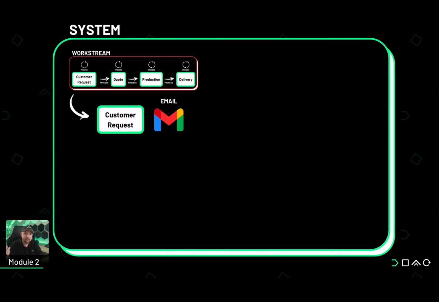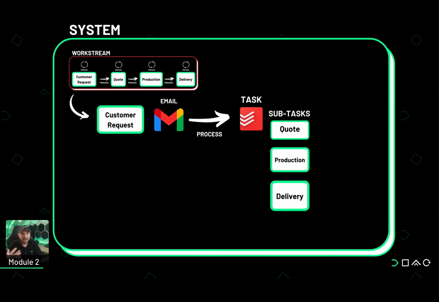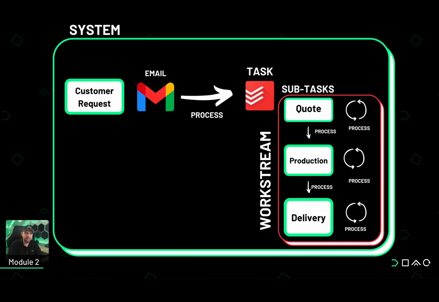So it's easier to understand to connect it with the tools that we actually use. So we could say we get a customer request and it is moved forward and created as a task inside our Todoist. And in this task, we have subtasks with the different steps of our work stream: creating a quote, production, delivery. So this is our work stream within our tool.